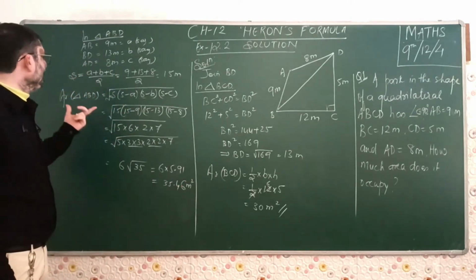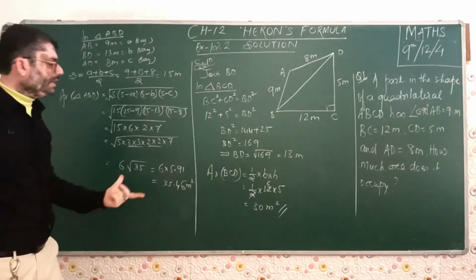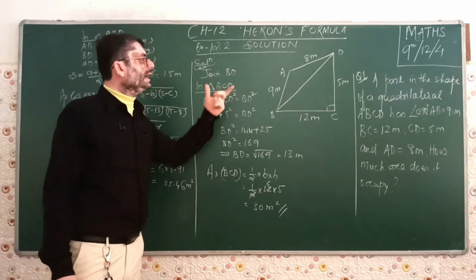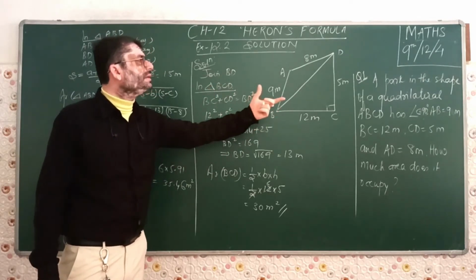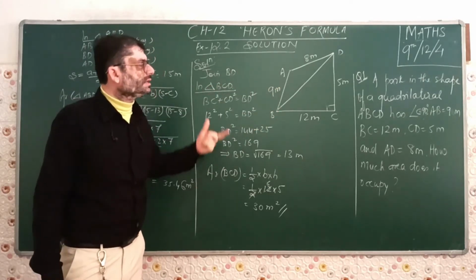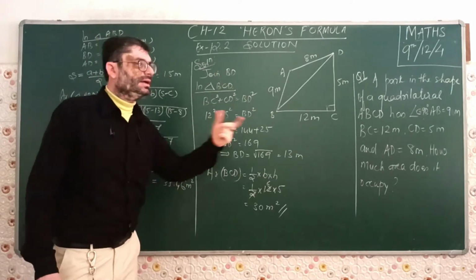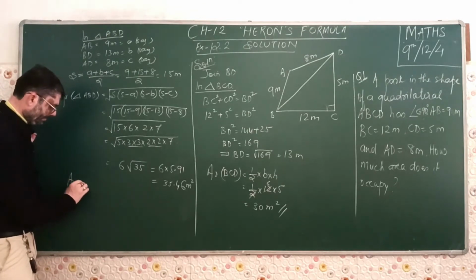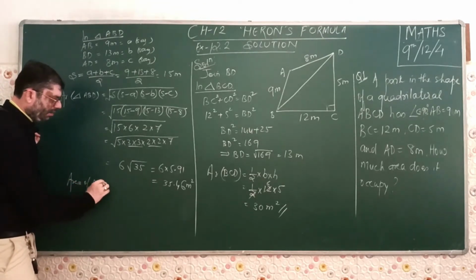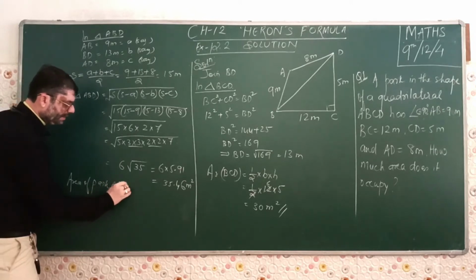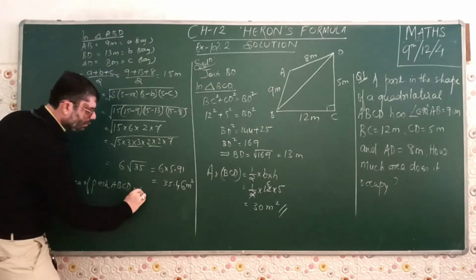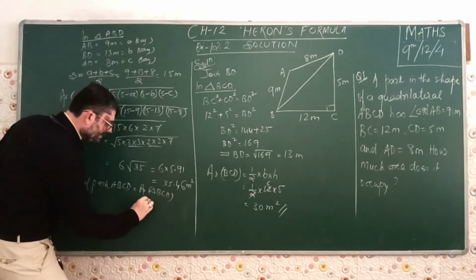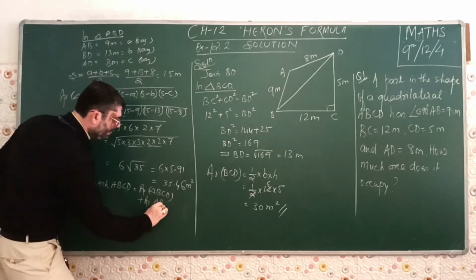Now we have obtained the area of triangle ABD, we have obtained the area of triangle BCD, and finally let us move on to find the area of the quadrilateral ABCD that was asked in the question, that is the area of the park in the shape of the quadrilateral. So area of ABCD is equal to the area of triangle BCD plus the area of triangle ABD.